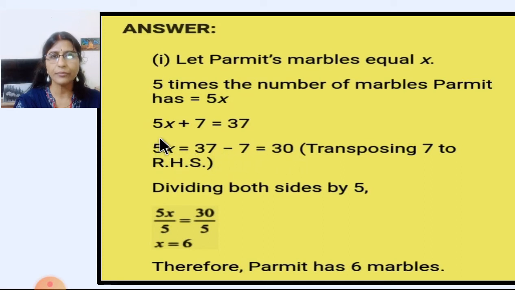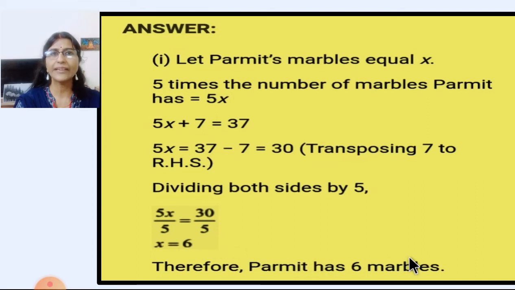Now we have to remove 5, which is multiplied here. So to remove this, we have to divide. So 5x upon 5 is equal to 30 upon 5. Whatever operation you're doing with the left hand side of the equation, the same thing we are doing here also. So you will get the value of x as 6. 5 sixes are 30. So what does it mean? That Parmeet has 6 marbles.